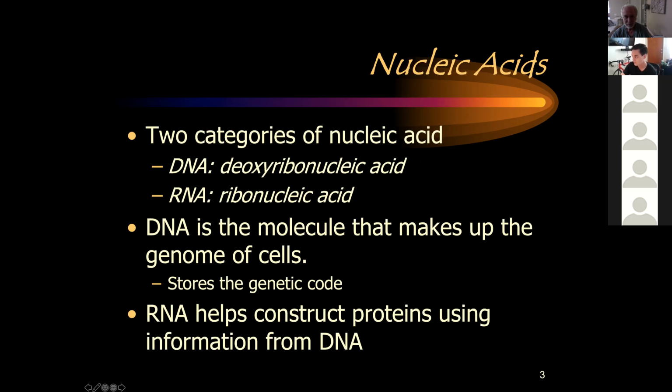So we'll take a look at all of these in turn. First, the nucleic acids. There's DNA and there's RNA. DNA makes up the genome, the gene stores the genetic code, whereas RNA helps to construct the proteins using the information that it finds in DNA. So the 2 nucleic acids work together.